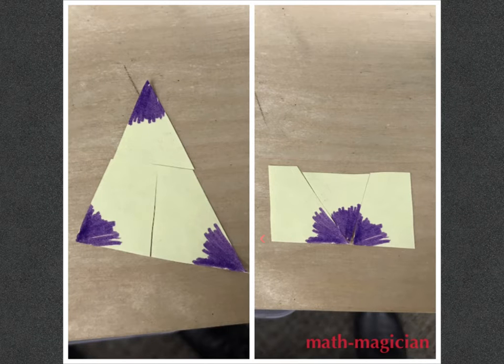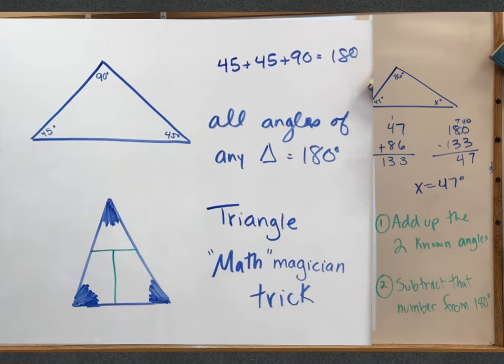And now what I want you to notice is that this forms a straight angle. So each triangle, no matter how big or how small, or what type of triangle, whether it's a right angle, acute, or obtuse, you're going to get a straight angle when you put all those angles together. And what that tells us is that the 3 angles of any triangle are supplementary to each other. So all the angles of any triangle are going to equal 180 degrees.